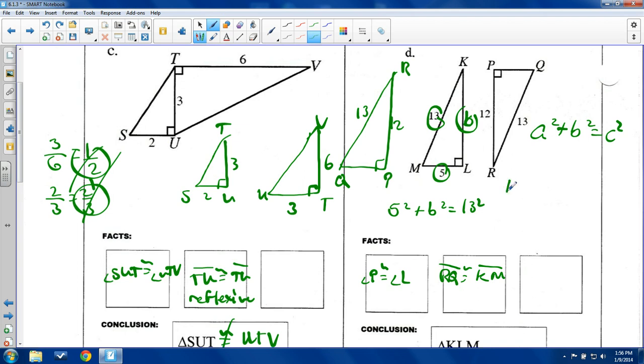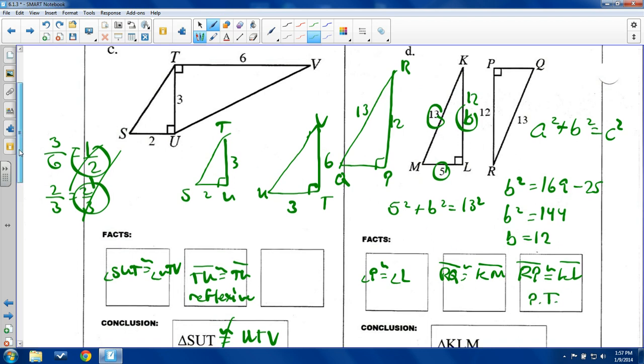So when we solve for b, b squared is 169 minus 25. So b squared is 144. If you take the square root of both sides, you get b is 12. So b here has length 12, and this RP is 12 as well. So we have just found out by the Pythagorean theorem that RP is congruent to KL. You can say by the Pythagorean theorem, or anything you need to justify that.